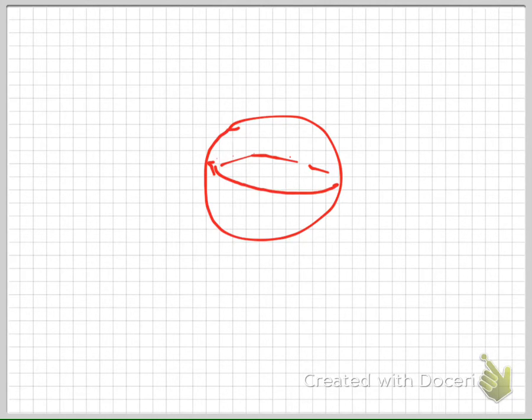Wouldn't it just be like 2 halves? It would be a mess. You could do that, right? Yeah, it would be a mess.